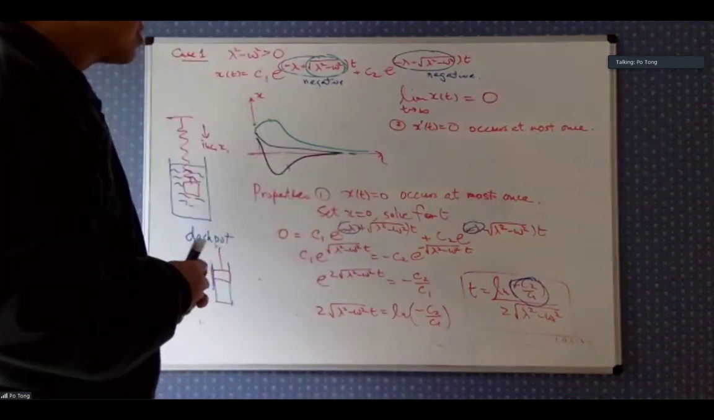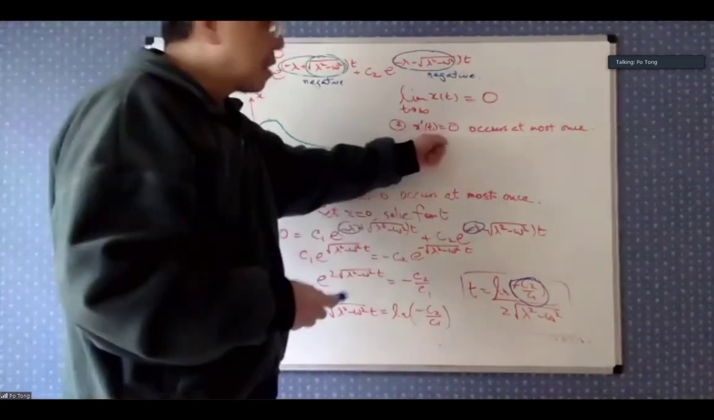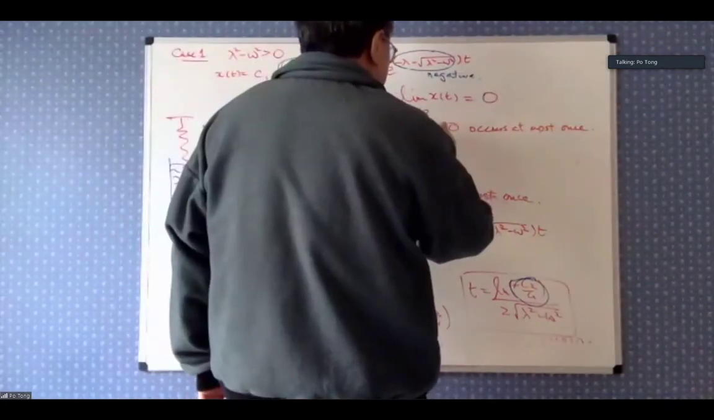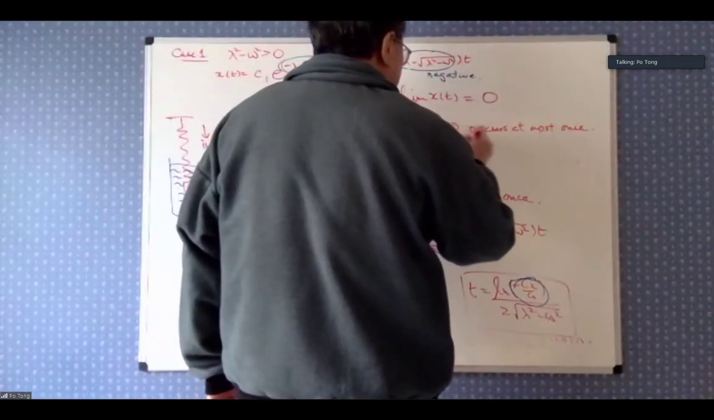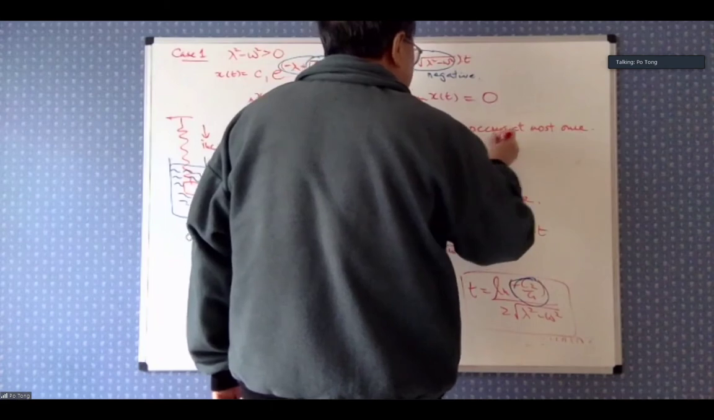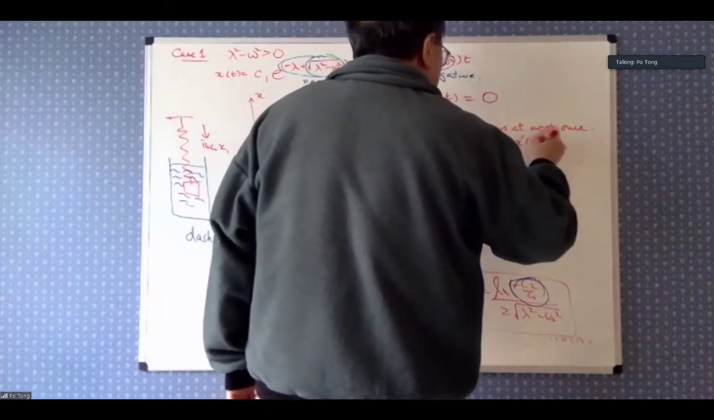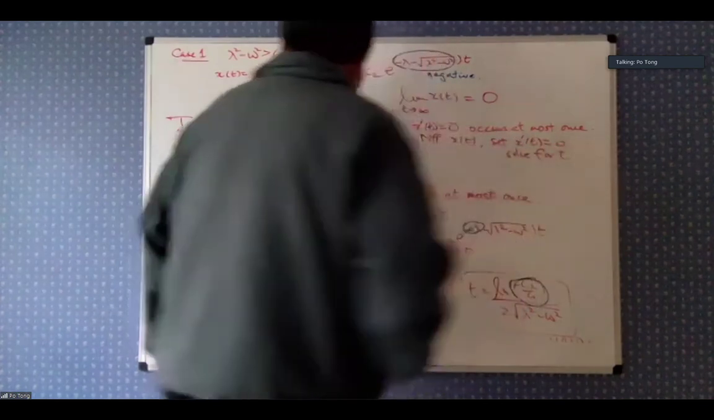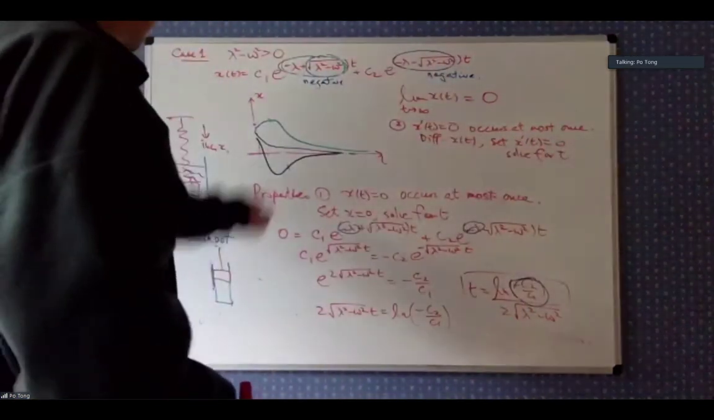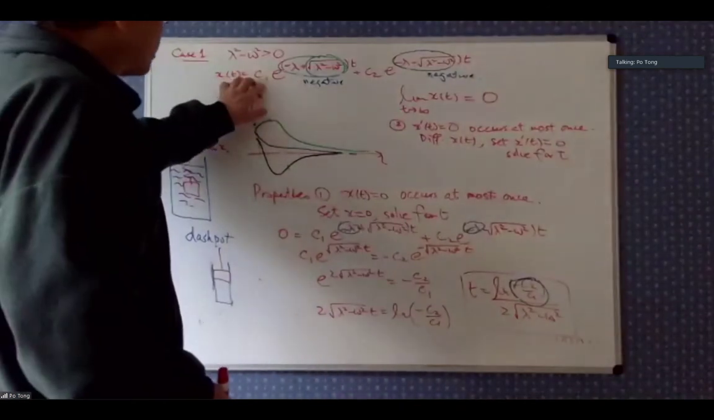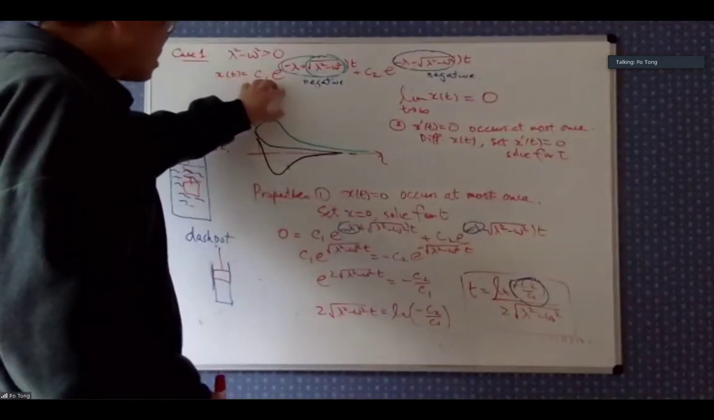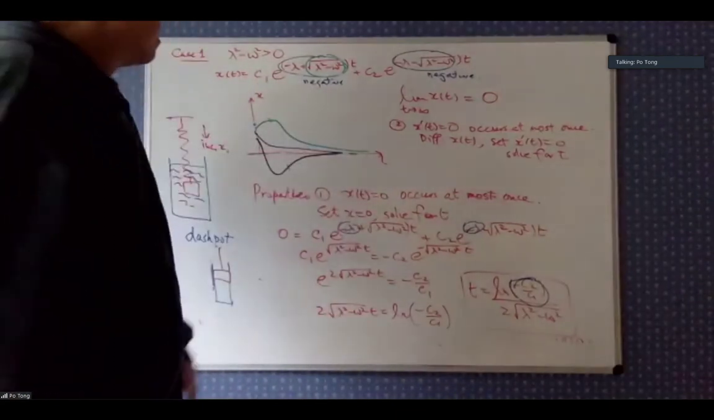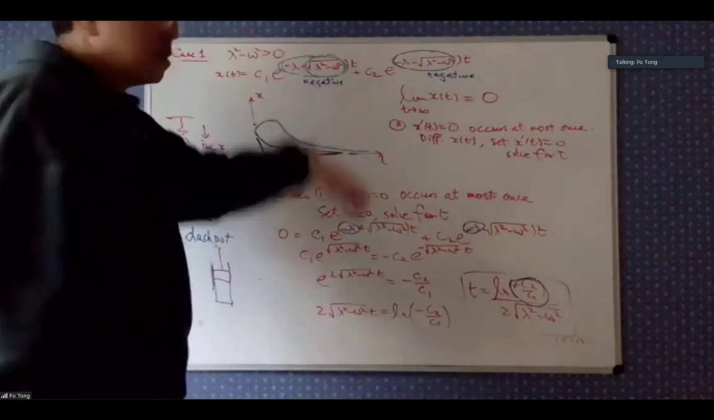So how do I figure this out? You differentiate your solution x of t, and then set x prime t equal to 0 and solve for t. I already have my solution here. You take the derivative, set it to 0 and solve for t. But I'm not going to go through that. It's similar to what we have done, just a little bit more messy because of the derivative.